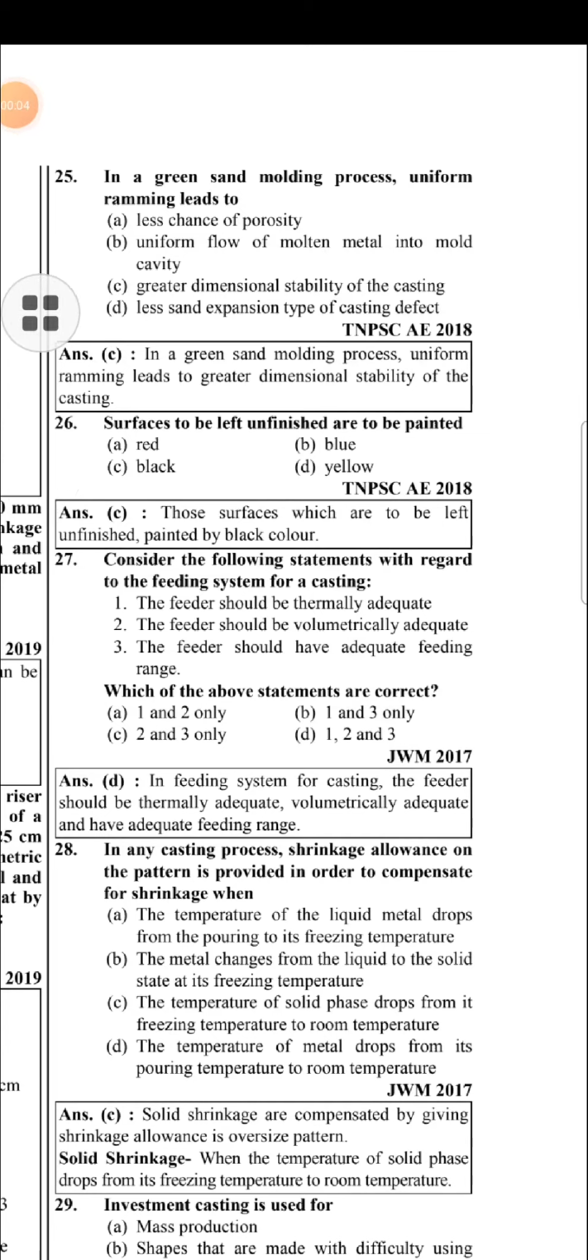In a green sand molding process, uniform ramming leads to greater dimensional stability of the casting.